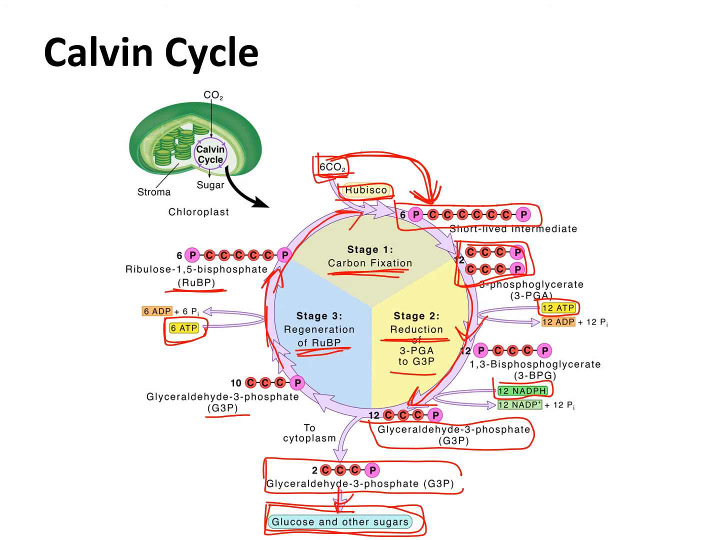So if more carbon dioxide is available, more ATP and more NADPH is available, then this process will continue and more G3P will be produced, and the photosynthetic organism can produce glucose and other molecules.